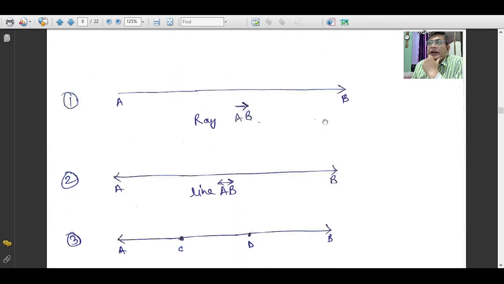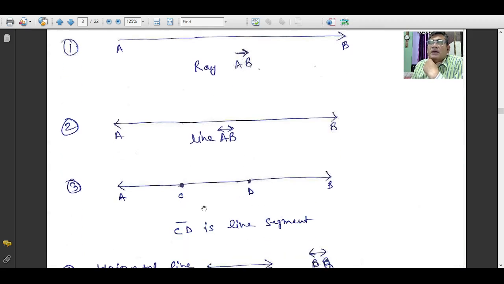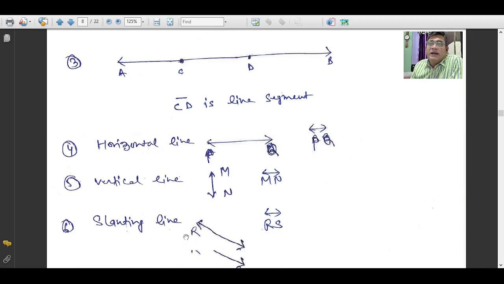This is an example of a ray, an example of a line, an example of a line segment. CD is a line segment. AB is an example of a line. This is what I was saying. Horizontal line, vertical line, slanting line.